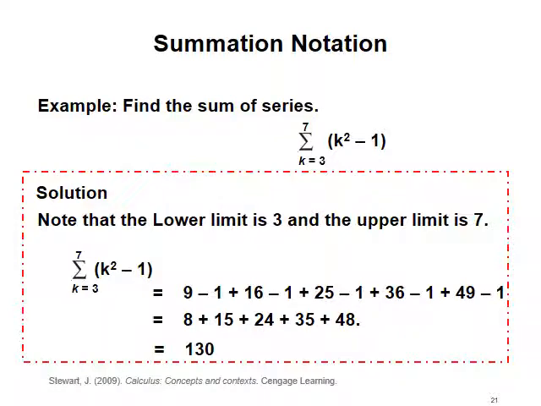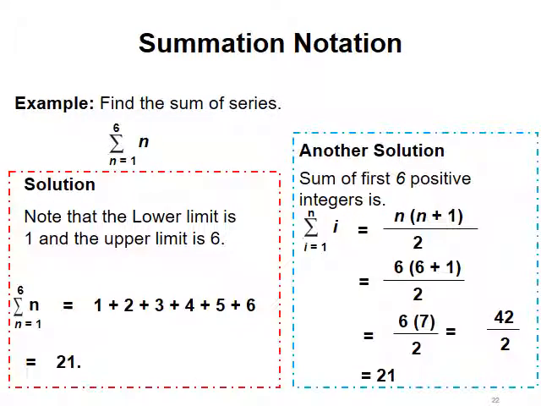Another one, also from 3 to 7. He gave me here k squared minus 1. So again, k is to be substituted by 3 squared, which is 9, 4 squared, 16, 5 squared, and so on. Do the math, use the calculator, and you get the solution.